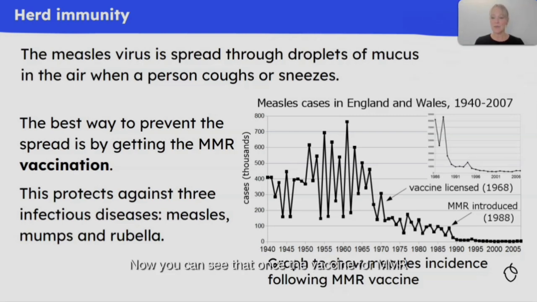Now you can see that once the vaccine for MMR was introduced there in 1988, the number of people contracting measles rapidly decreased to very, very low levels. So we can see that actually herd immunity is working there. We've got lots of people vaccinated and we've got really low numbers of those serious diseases.